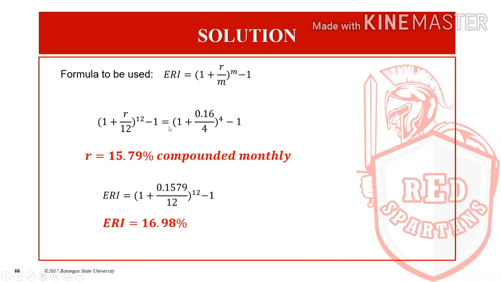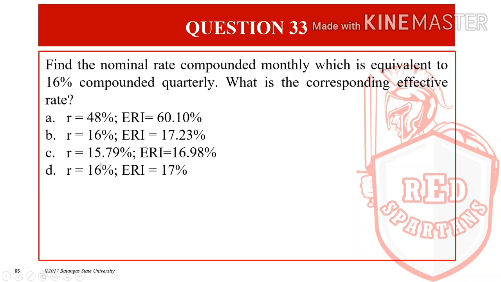I-equate natin, equivalent to siya sa 16% compounded quarterly. So, 1 plus 0.16 over 4 raised to 4 minus 1. Then, pwede natin i-cancel yung minus 1. Then, makukuha natin nominal rate is equal to 15.79% compounded monthly. Then, paano naman i-determine yung kanyang effective rate of interest? So, ERI is equal to 1 plus 0.1579 over 12 raised to 12 minus 1 is equal to 16.98%. So, yung answer natin for this question is letter C.